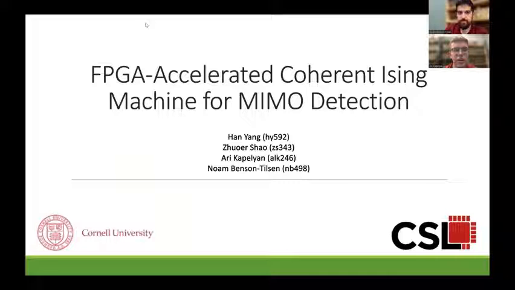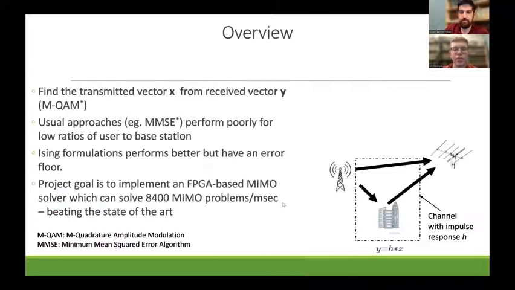Today we'll be talking about our project, which was the implementation of a coherent Ising machine for the purpose of solving MIMO detection problems on an FPGA. And this work was done also with Han and Jure, who are part of our group.